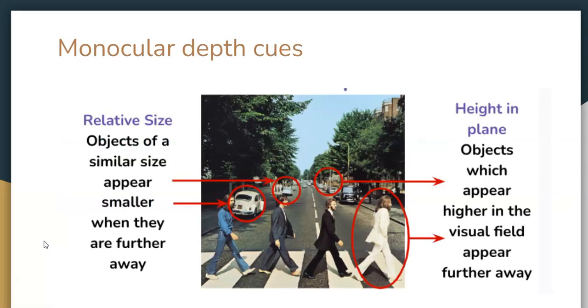So for monocular depth cues, we have relative size. So objects of a similar size, so we've got the cars here on the left-hand side, they appear smaller when they're further away. We know that car is further away because it's smaller than the car that is nearest to us. We've also got height in plane. So objects which appear higher in a visual field will appear further away. So we've got the cars here in the distance. They are much higher in this image than the man here in the white suit. So we know that the cars in the distance are further away because they are much higher in that visual field.